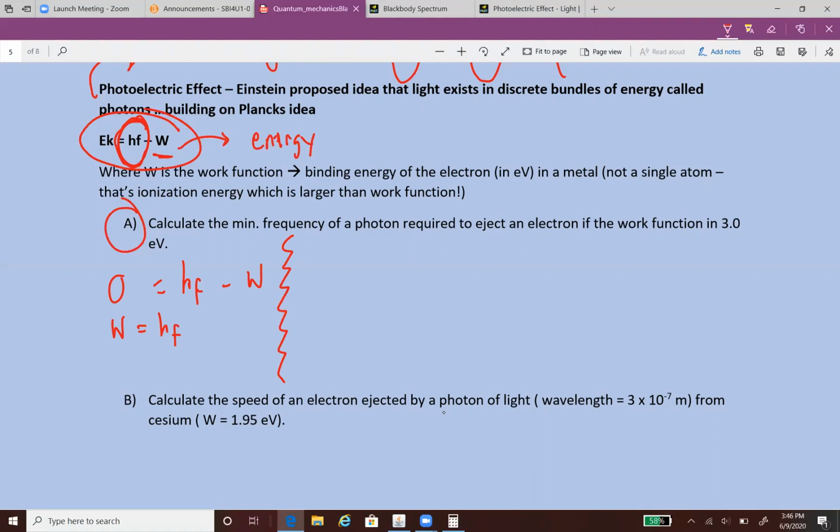So the work function is the minimum energy required to strip the electron. That says it's 3 electron volts. So that would be 3 times 1.6 times 10 to the minus 19 joules, because an electron volt is 1.6 times 10 to the negative 19 joules, is equal to Planck's constant times f. So obviously, we're going to divide this energy by Planck's constant.